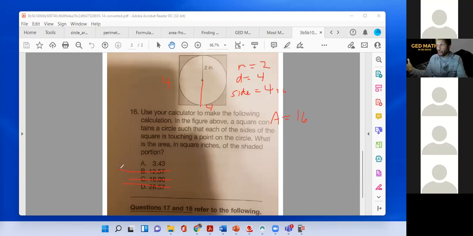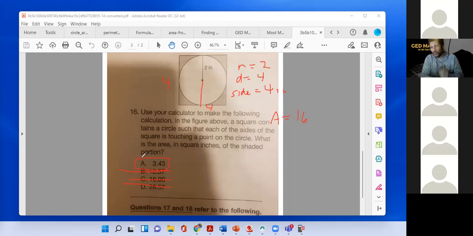The second thing I want to do is, hold on, that circle is taking the majority of that 16. So there's no way the answer could be 12.57. So I know that answer is 3.43 without doing any work at all, without even thinking about plugging into a formula.